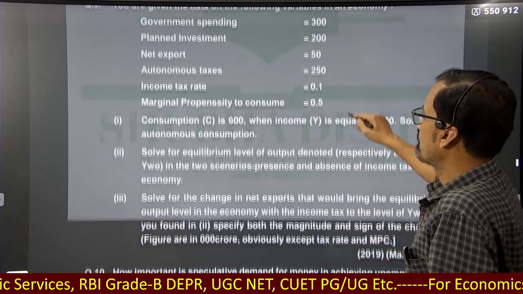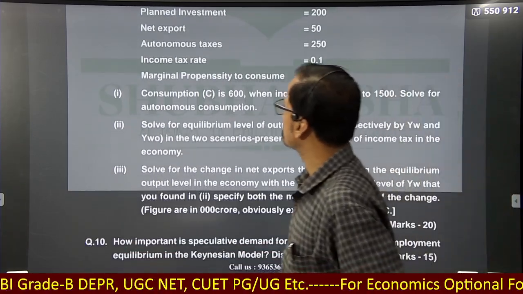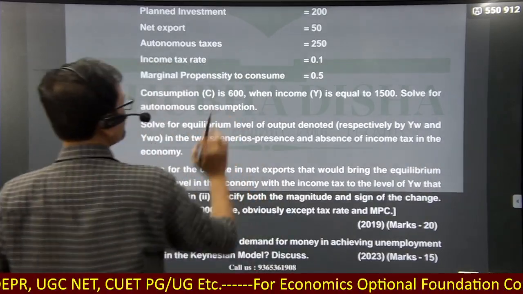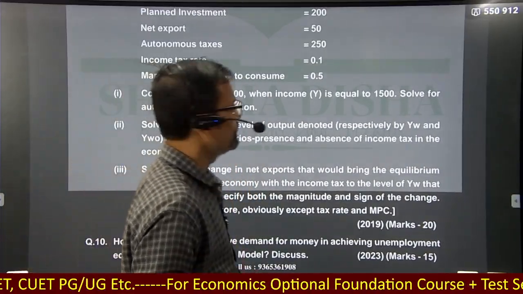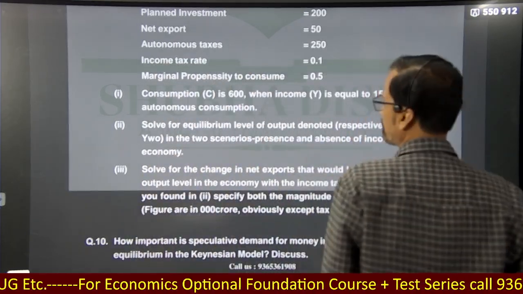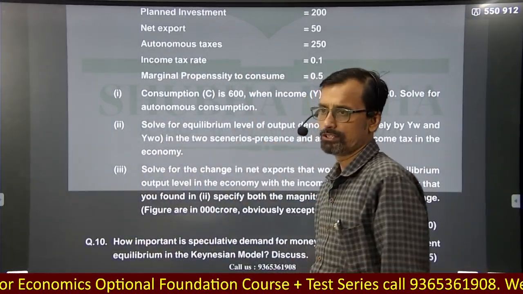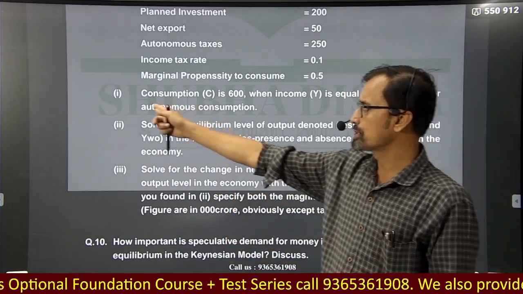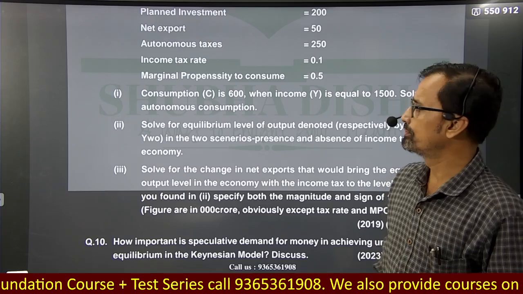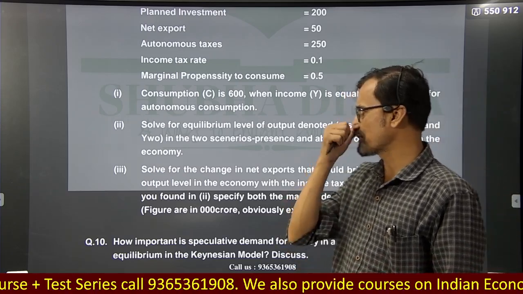So we need to find out: consumption is 600 when income is equal to 1500. Solve for autonomous consumption. So question 1 is demanding to find out the autonomous consumption.